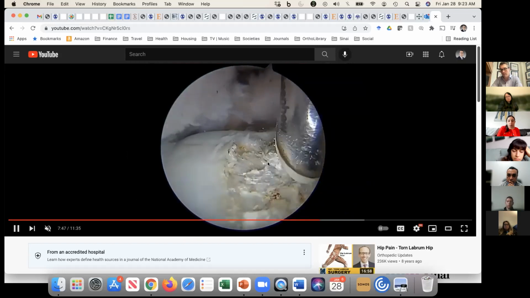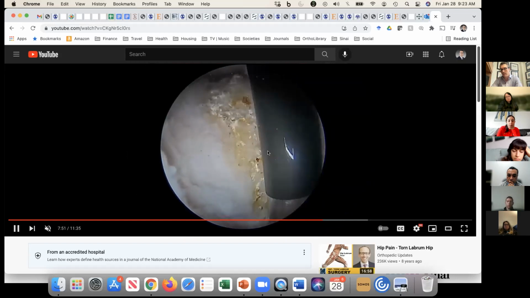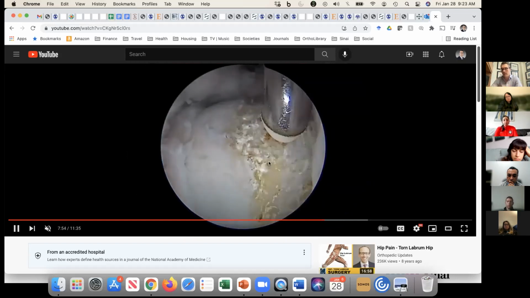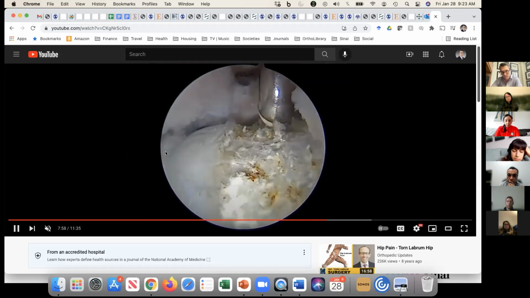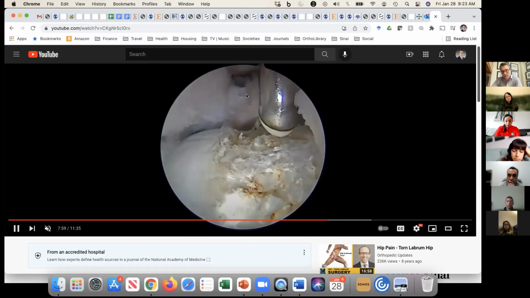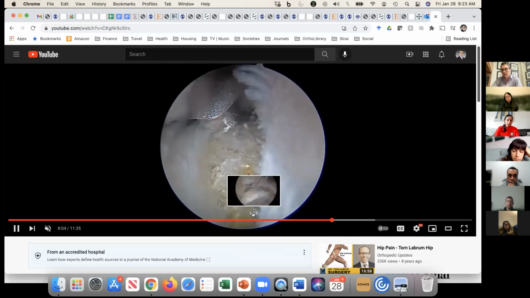So now this is the cam. He's preparing this for the cam. There's always some cartilage over the top, so he's preparing this, and then he's going to go ahead and shave the cam. So this is what the cam work is like. This is the labrum right here. This is the capsule. This is your capsulotomy. That's why that's open right there. Now he's burring away the cam.